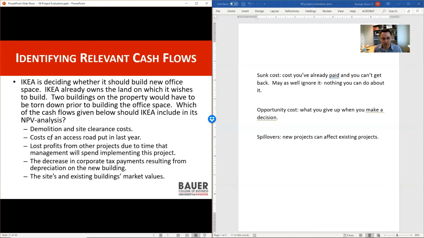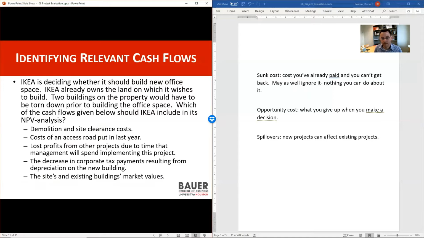Okay. All right, so just to summarize so far, demolition is relevant. The cost of an access road that's sunk, we don't care about that. Lost profits, that's an opportunity cost. We do care about that. The decrease in corporate tax payments, we care about that as we care with any other free cash flow calculation. Okay. How about this last point? The sites and existing buildings' market values. Do we care about this when we're making a new building?